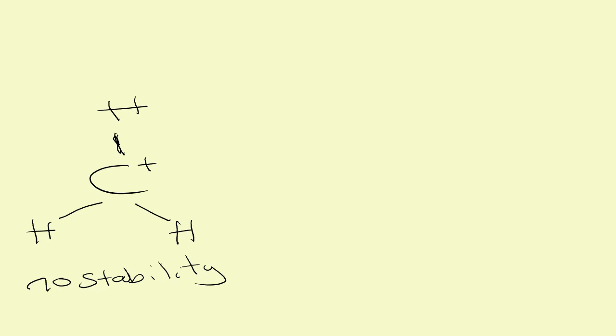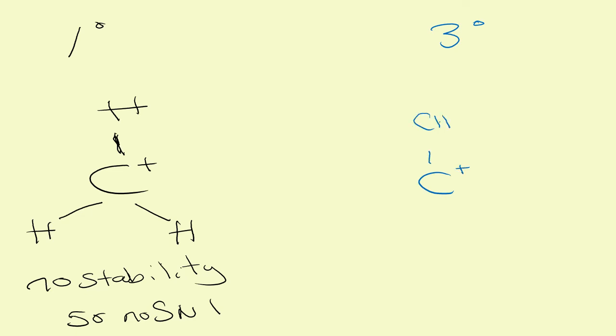No stability, so no SN1. And that is for a primary one. However, if I were to do a tertiary one, we would have our carbon positive, and then we would have, say, a CH3, and then maybe a CH3, CH2, and then another CH3.